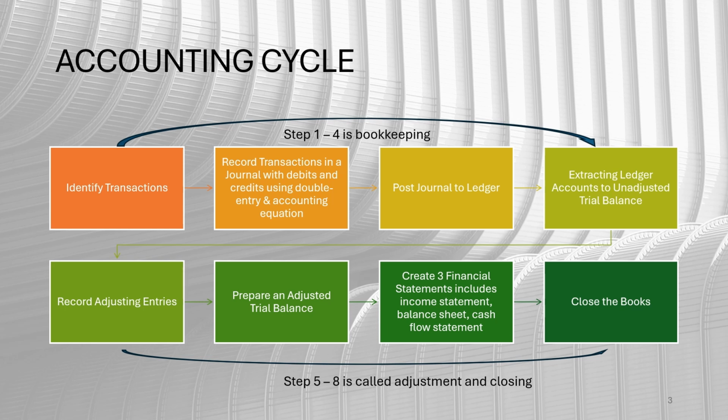Steps 1 to 4 are core bookkeeping tasks, including identifying and recording transactions in a journal, posting to the general ledger, and preparing an adjusted trial balance. Steps 5 to 8 involve adjustments, preparation, and closing tasks, typically requiring an accountant's expertise. Today we are at step 4, extracting ledger balances to an adjusted trial balance.